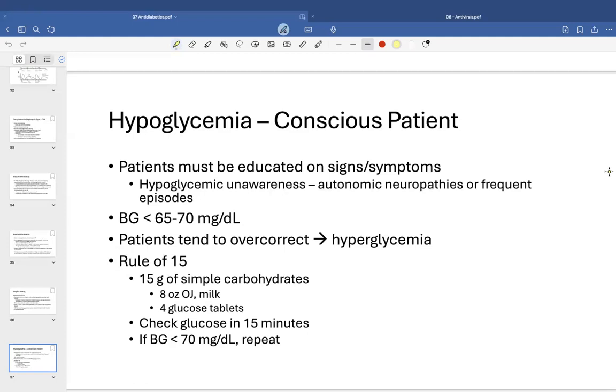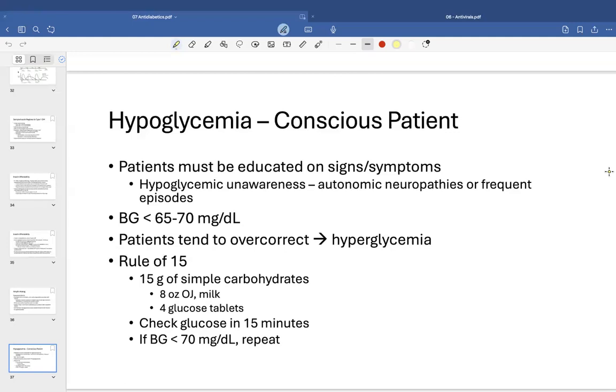So this rule of 15 basically says that you should give 15 grams of simple carbohydrate in the form of orange juice, milk, or glucose tablets to correct that. That should bring it back to normal. But typically patients may not wait that 15 minutes, they feel hypoglycemic and they feel an urgency to rapidly correct it, and end up overdosing. I mean, it's okay, it won't kill them, but it will often cause it to overshoot in the opposite direction.